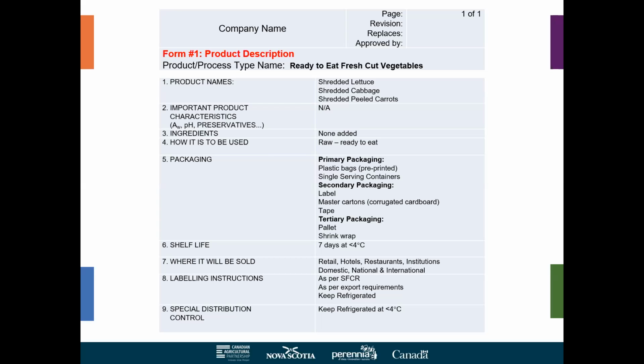And then also, if you're exporting it, the export country may have certain requirements that you have to meet as well. And then of course, the storage instructions. So for this product, we want to make sure it's kept refrigerated. And then number 9 is special distribution controls. So we're going to ask that the people shipping and transporting our product keep the trucks at less than 4 degrees.